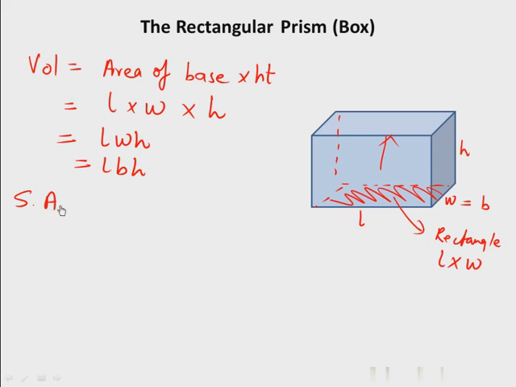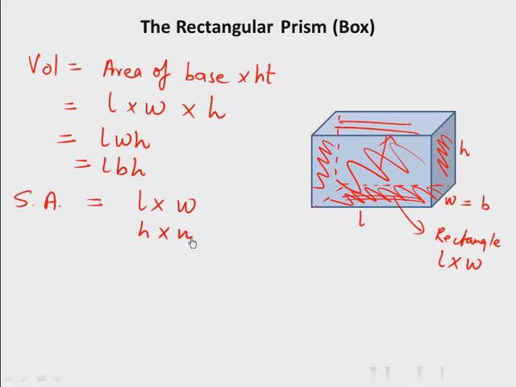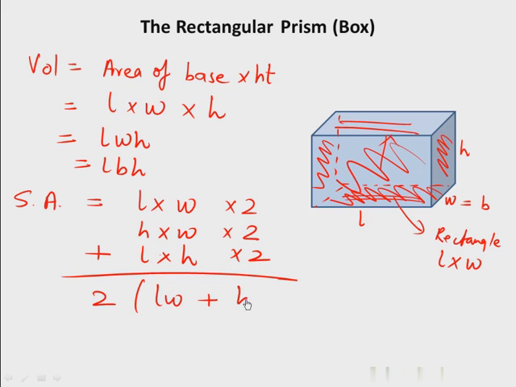What about the surface area? What's it made up of? The box is made up of 6 rectangles. There's a rectangle in front and an identical rectangle behind, a rectangle on each side, and a rectangle on top and an identical rectangle below. So there are 3 pairs of identical rectangles, and we need to calculate each of the areas and add. The base has area length into width, the side has area height into width, and the front has area length into height. These are the 3 different rectangles, and there are 2 of each. So into 2, into 2, into 2, and I add. Take 2 common. It's 2 times length into width plus height into width plus length into height. And that's the surface area.